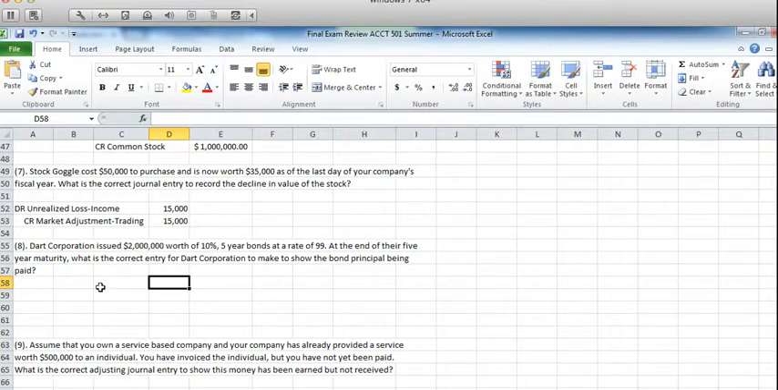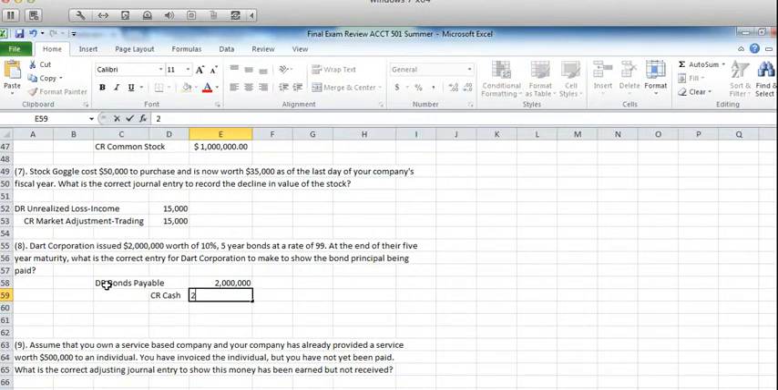Okay, so when you first sold these bonds, you recorded a long-term liability for $2 million. And what we're doing now is basically just canceling out that long-term liability and showing that cash has gone down that same amount to pay for it.